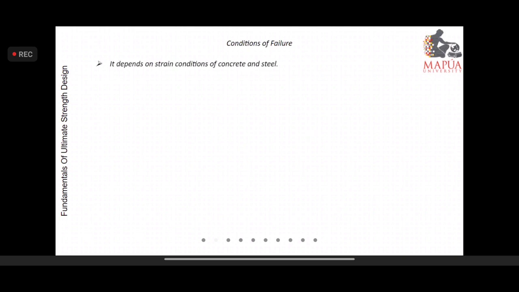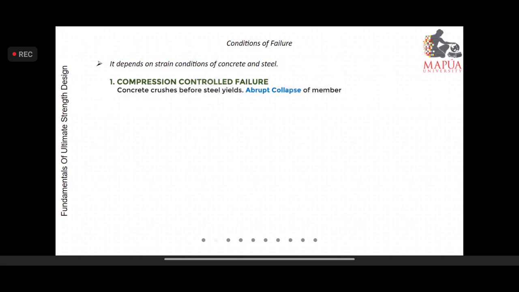So the conditions of failure entail the following. It depends on strain conditions of concrete and steel. So compression controlled failure implies concrete crushes before steel yields, an abrupt collapse of the member, and the strain of the steel is less than the yield strain, which will be Fy over Es. For rectangular stirrups, we're going to use phi 0.65. For spiral stirrups or ties, we're going to use 0.75.